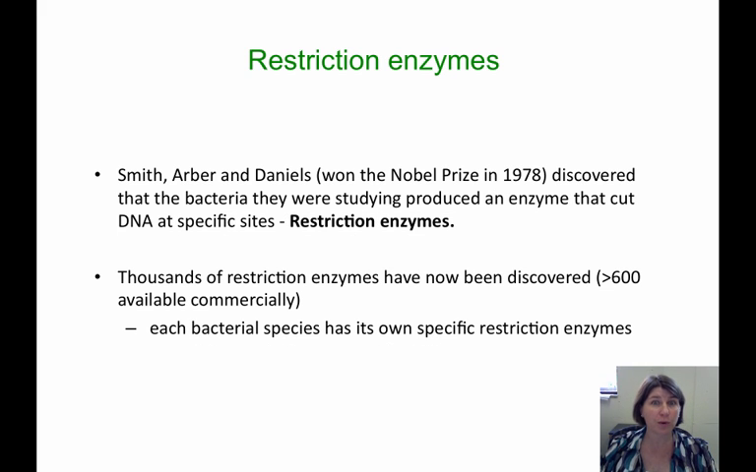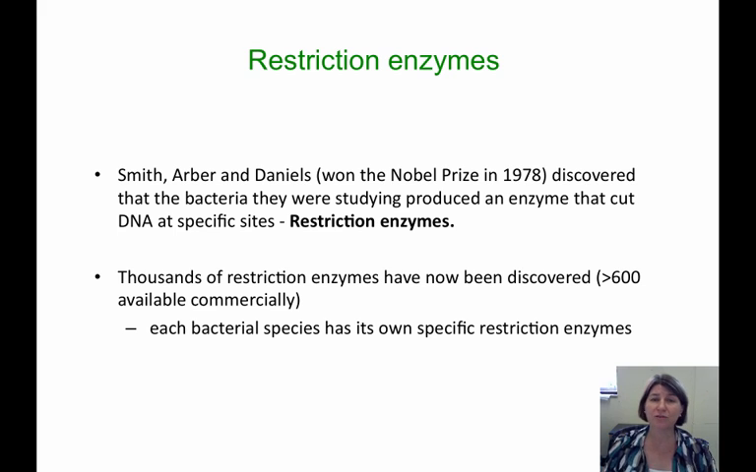So the first thing we want to look at is restriction endonucleases, or restriction enzymes. A group of researchers won the Nobel Prize in 1978 because they discovered that bacteria were able to produce enzymes which cut up DNA in specific sites. Since then, thousands of different restriction enzymes have been discovered, and over 600 of these are available commercially, which means that we can buy them and utilise them in a laboratory setting.